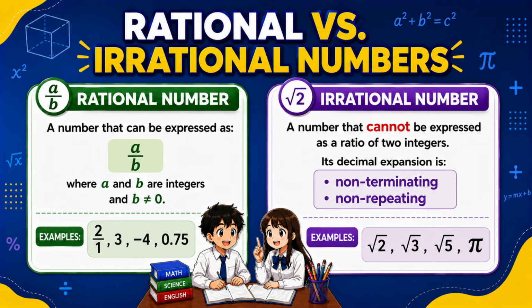Rational numbers can be written as a fraction of integers. Irrational numbers cannot. Their decimals continue forever without repeating a fixed pattern. Many irrational numbers appear when we take the square root or cube root of numbers that are not perfect powers.